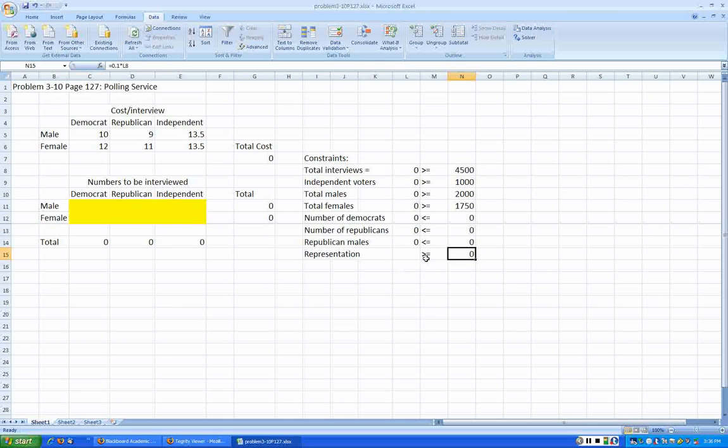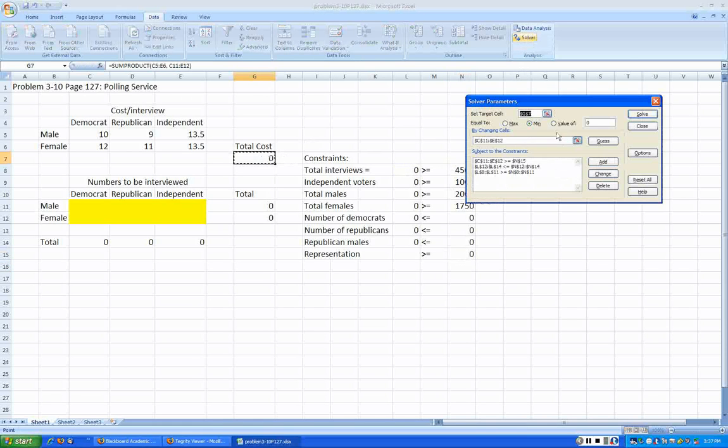And the last one is that each representation, there are 6 of them here, that is male-female combination, Democrats, Republican, Independent, 3 times 2, that's 6. So here what it says is that the number you interviewed for each constituent should be at least 10% of the total interviews. So you want at least 10% representation from each one of these categories. So let us go set it up.